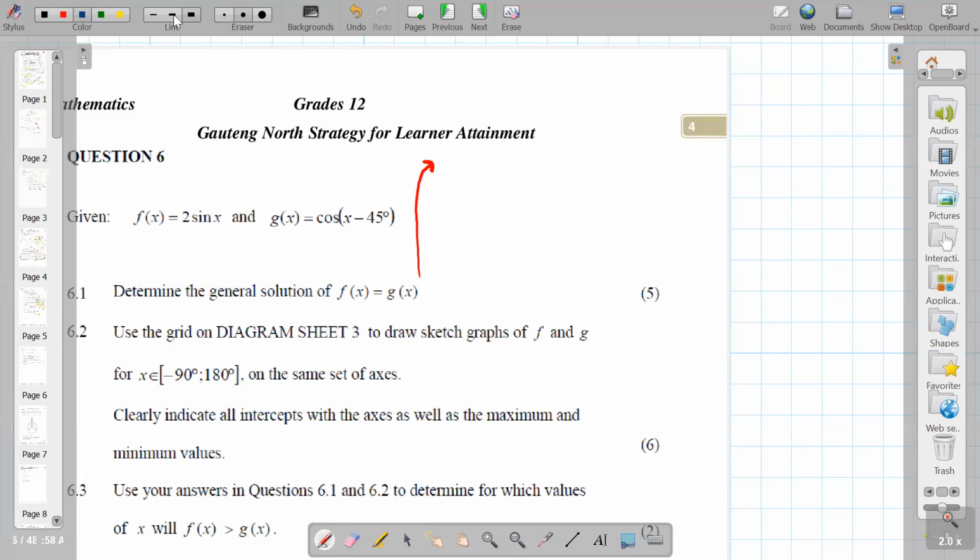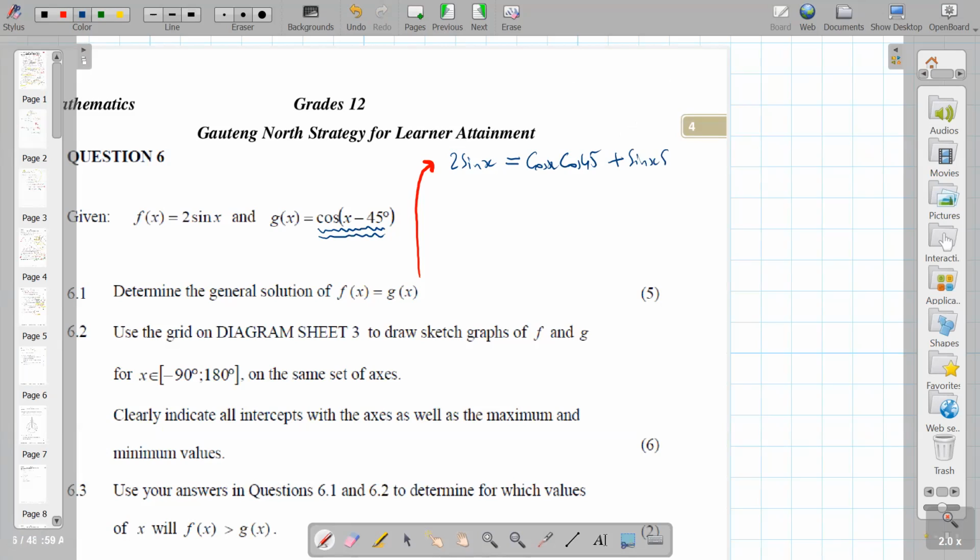So trying our best could be 2 sine x and compound angle rules, double angle rules and everything. So I'll apply the compound angle rule for g. What is g? Cosine x minus 45. What is the compound angle rule for that? It is cos x cos 45, and then minus becomes plus, so this time it is sine x and sine 45.